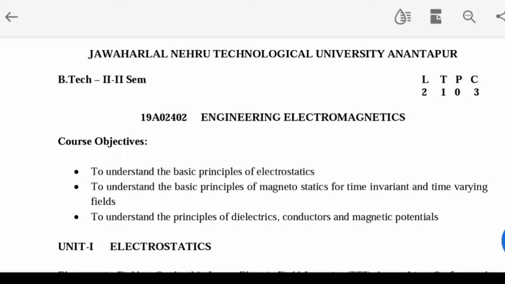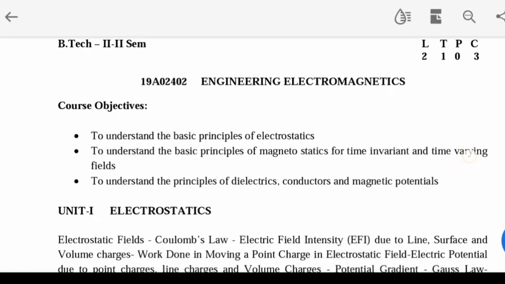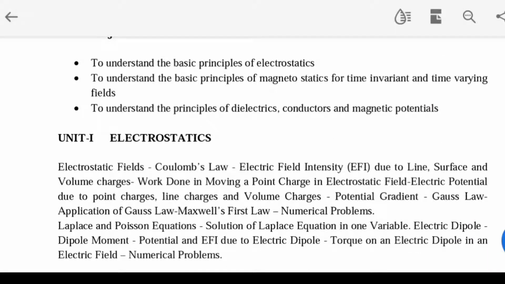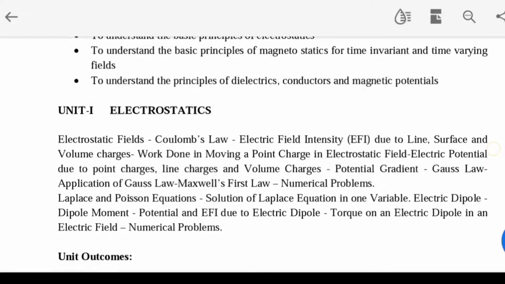Hi to all. Up to now in engineering electromagnetics, in the electrostatics chapter, we discussed electric potential, that is potential gradient. After that, we discussed the applications of Gauss law. After that, we go for Maxwell's first law and numerical problems. The syllabus for unit 1, electrostatics, is Maxwell's first law, applications of Gauss law, and numerical problems.